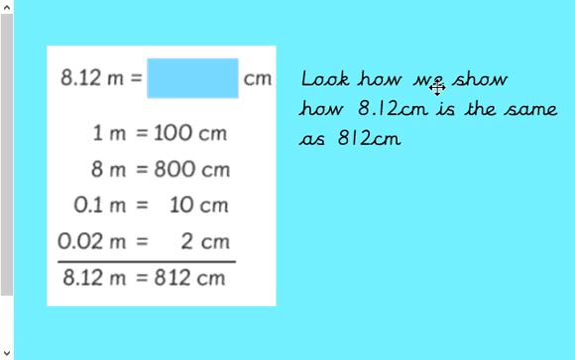And again, if we look at that, trying to show you in numbers, we know that 1 meter is 100 centimeters. We know that therefore 8 meters would be 800 centimeters. We've got 0.1 of a meter, which is 10 centimeters. And we've got 0.02 of a meter, which is 2 centimeters. And if we add all these together, so 800 plus 10 plus 2, we would have 812 centimeters. And we can see how this means that 8.12 is the same as 812 centimeters. And again, you can see that the digits being used, 8, 1 and 2, are here.